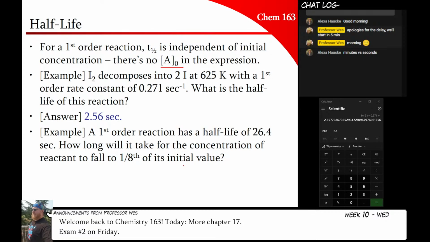All right. Here's another type of problem that we can do with half-life. Let's suppose that a first-order reaction has a half-life of 26.4 seconds. How long will it take for its concentration to fall to 1/8 of its value? So I'm going to let you try this. And there's 2 ways to do this problem. And I want you to play around with it and see what you can come up with. We'll go over the answer in just a bit.